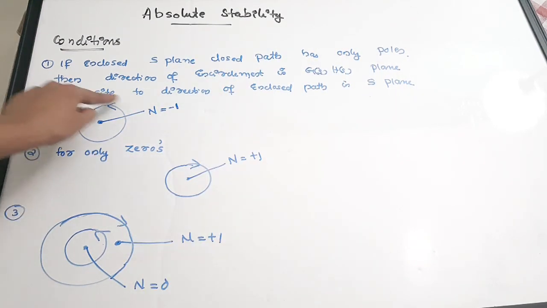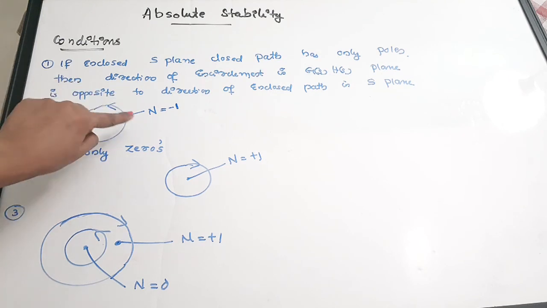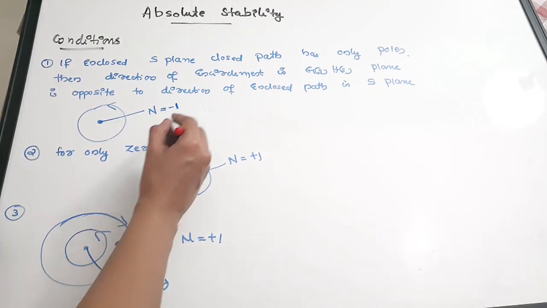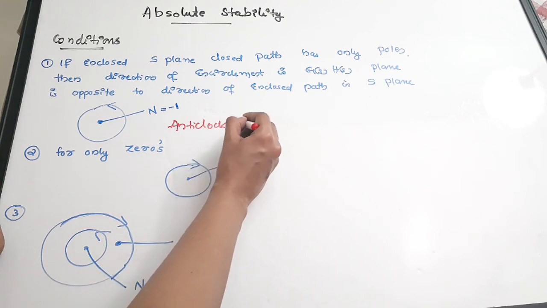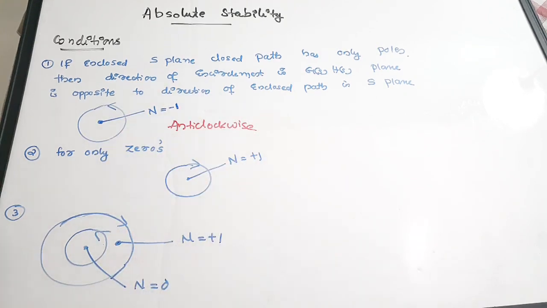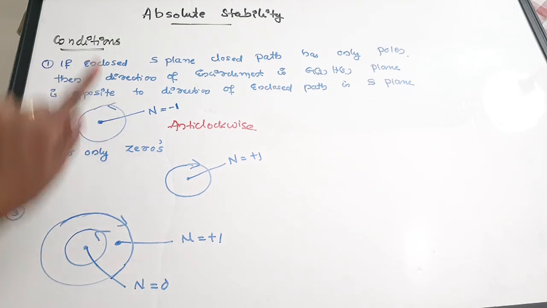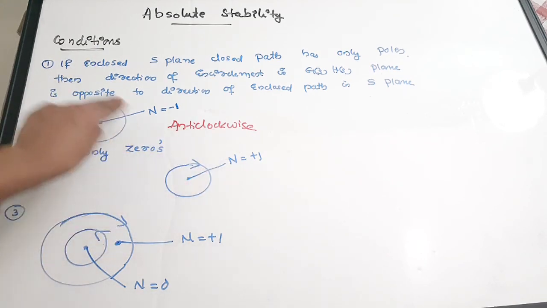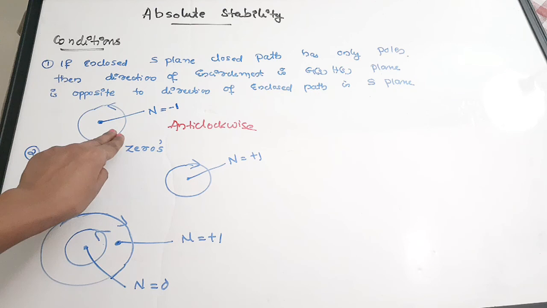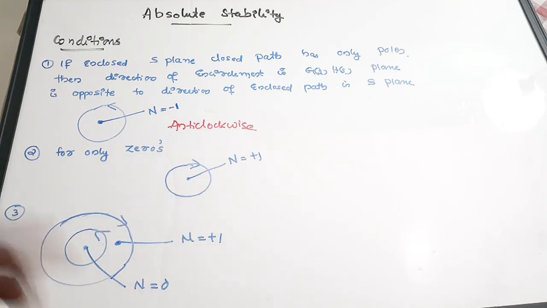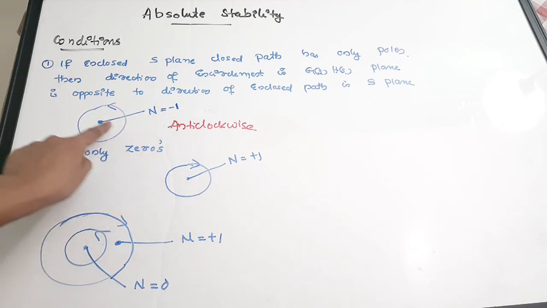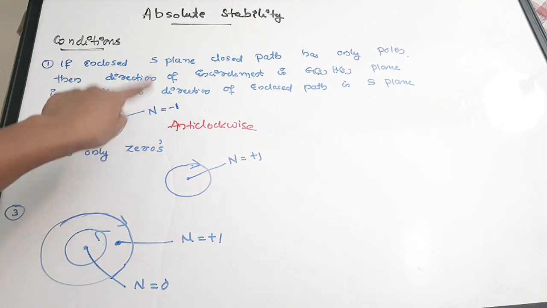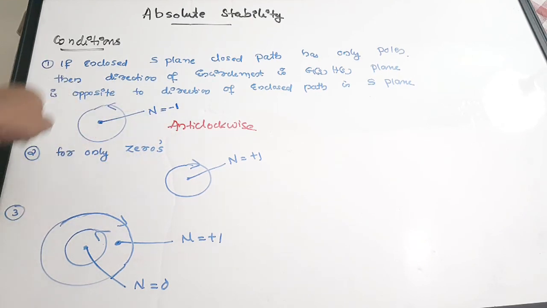So this encirclement, which is in the anti-clockwise direction. Generally, anti-clockwise encirclements indicate only poles. So this is an anti-clockwise encirclement in the G(s)H(s) plane, and it is indicating only poles. And the value will be N equal to -1. If there is only one pole, the value will be -1, minus because it is anti-clockwise.